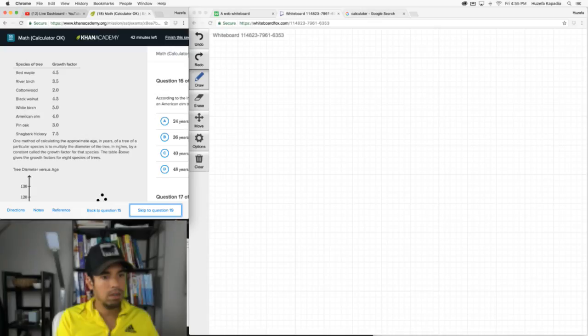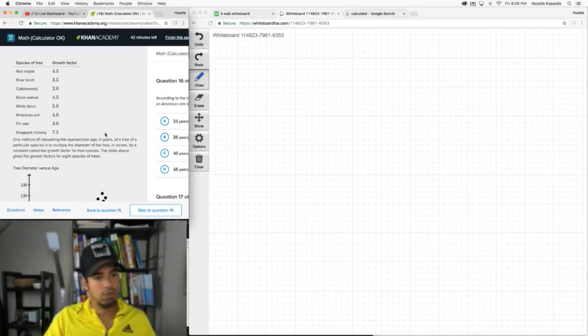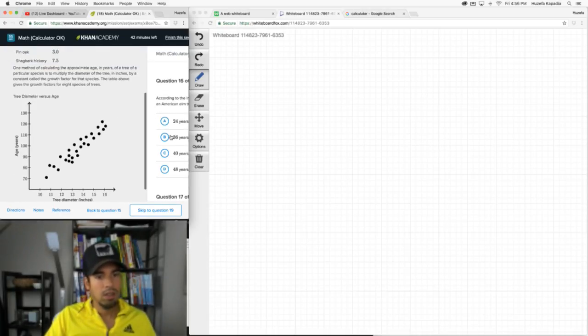Okay, so one method of calculating the approximate age in years of a tree of a particular species is to multiply the diameter of the tree in inches by a constant called the growth factor. So here are our growth factors. If we had a diameter of 2 and we multiply it by pin oak, it would be 6 years old. The table above gives the growth factors for 8 species of trees. Let's look at these questions.